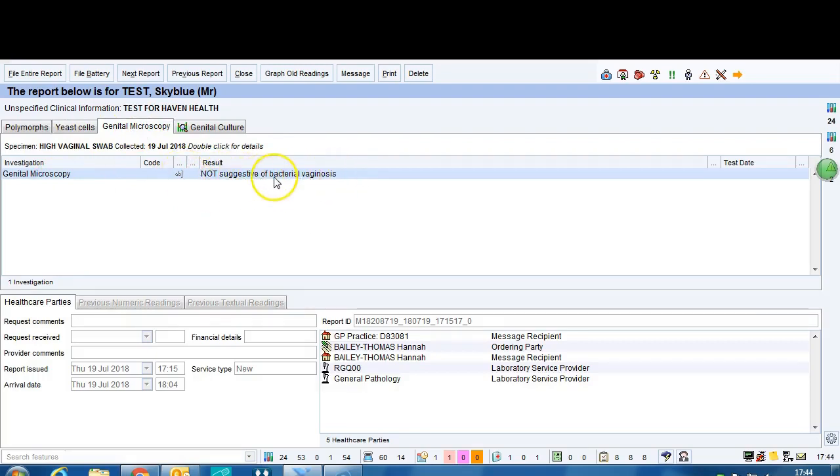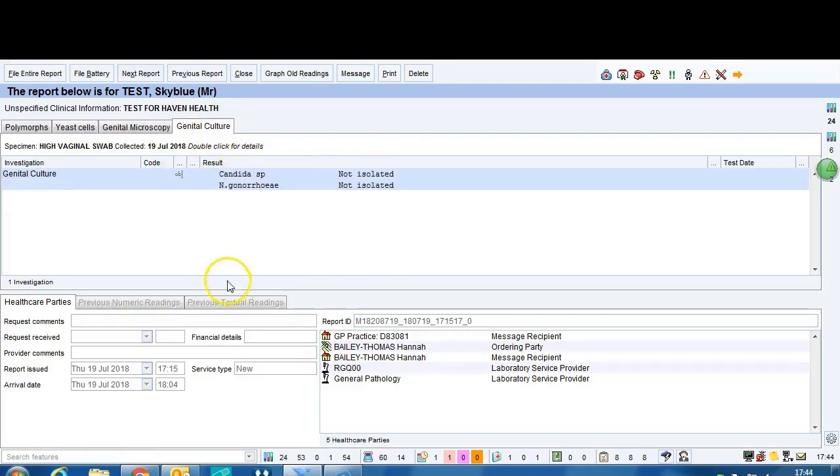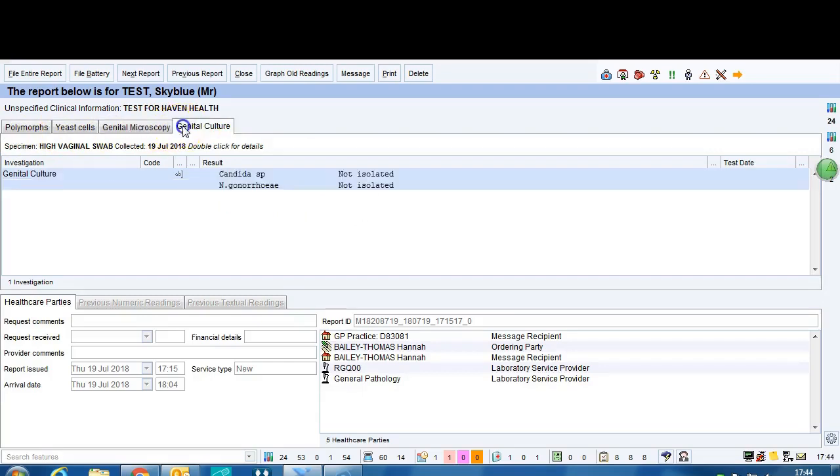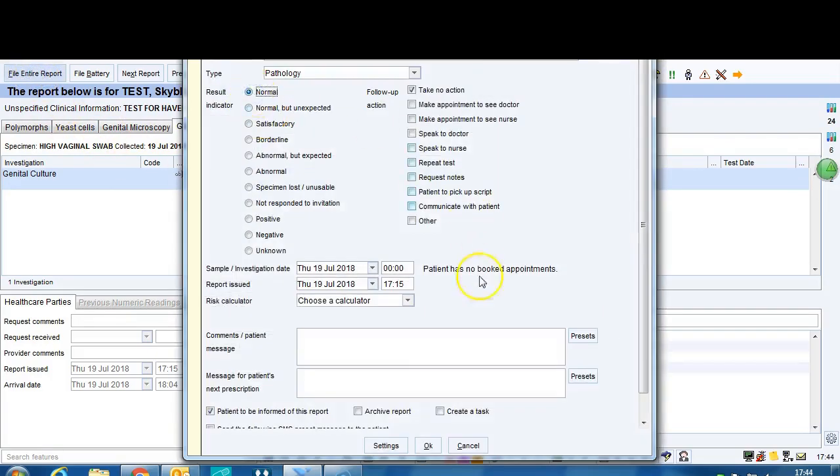Genital culture, candida, which is thrush, trichomonas and obviously gonorrhea. Not isolated, negative. So you see all the different phrases you need to learn here because you think they've just put negative, but they don't. So on the same one you've got not seen, not suggestive, and not isolated. And they all mean negative. So you're fine. Normal.